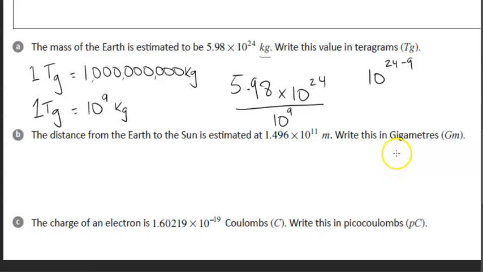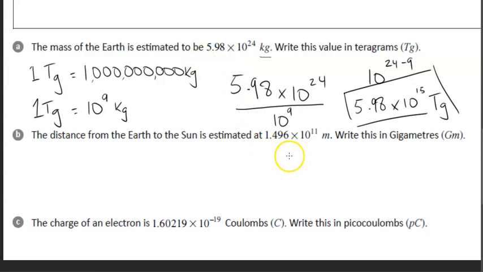So what we end up getting is 5.98 times 10 to the power of 15. This is how many teragrams there are within 5.98 times 10 to the power of 24 kilograms. Now, of course, we're expecting this power to be less, okay, because we're chunking this up into 10 to the power of 9. So we're saying how many are there? Well, there's this many.